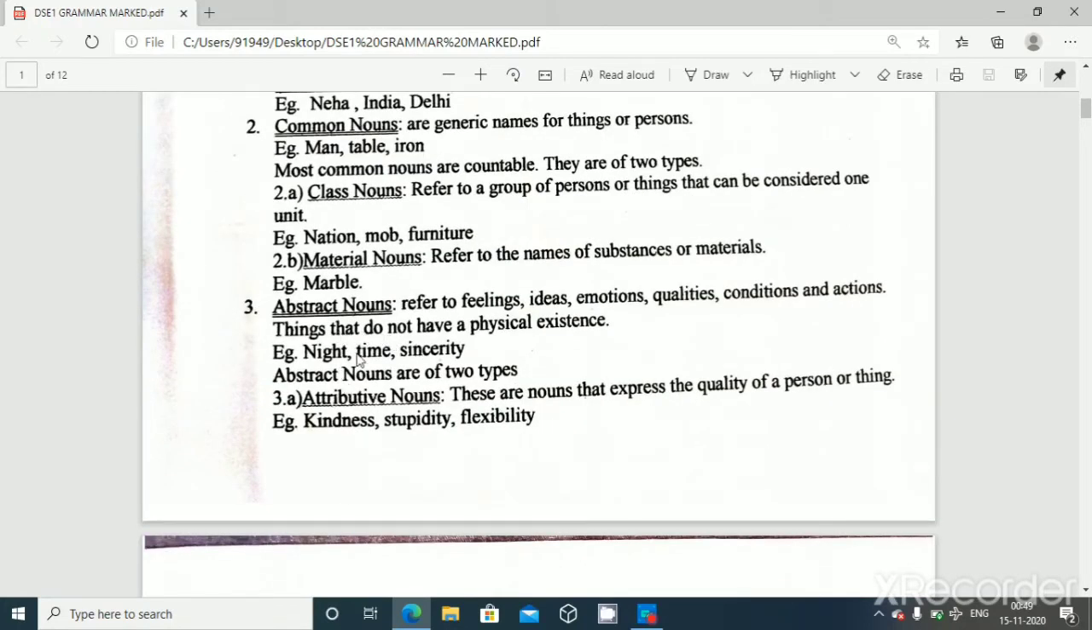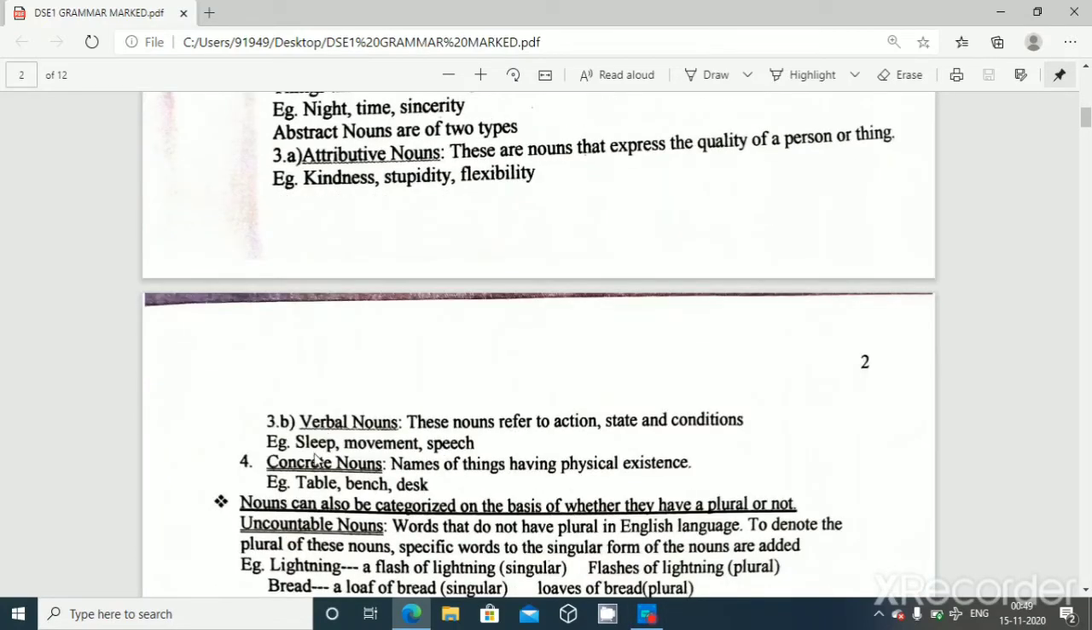We will talk about the abstract noun and the fourth one, the concrete noun, in the next session. Okay.